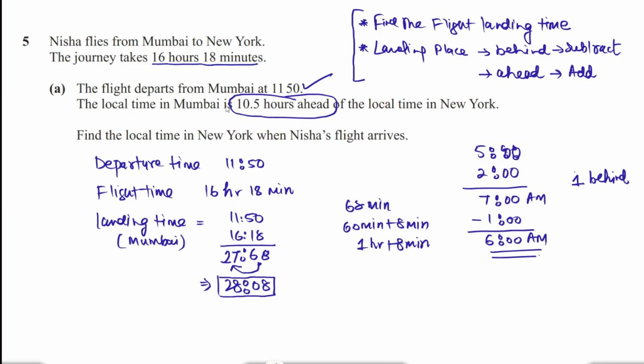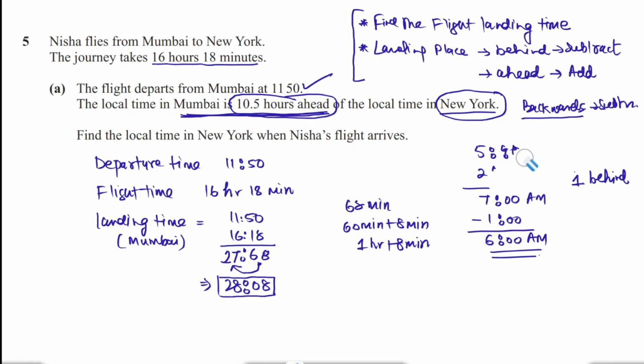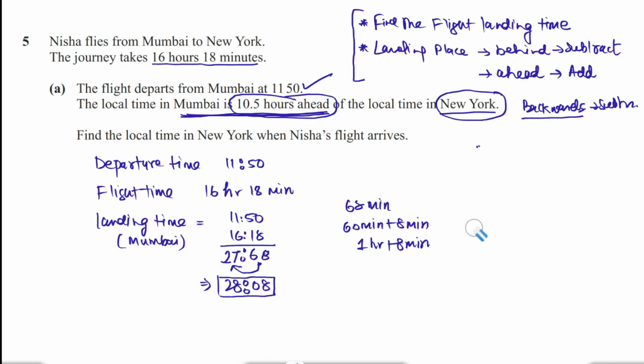So now the landing place is New York and Mumbai is ahead. The flight is taking off from Mumbai, and the flight is landing in New York. If Mumbai is ahead, it means New York's time is going to be backwards. So back time means we need to do the subtraction here. So what we'll do here, see carefully. What is the time difference here?